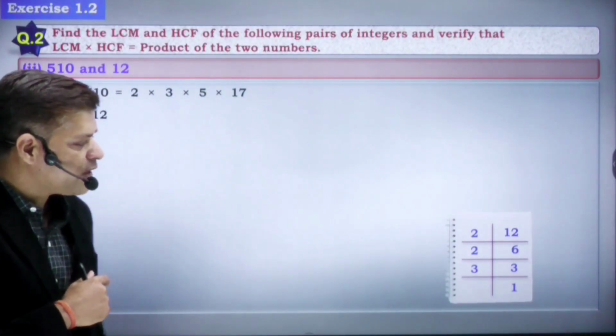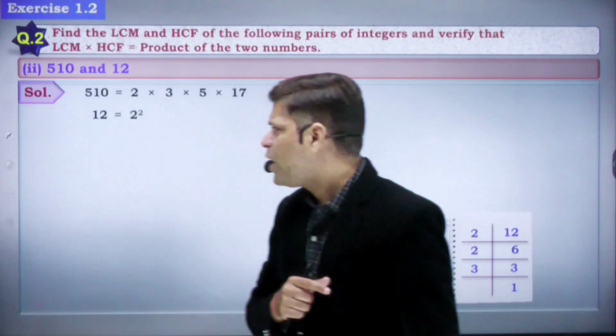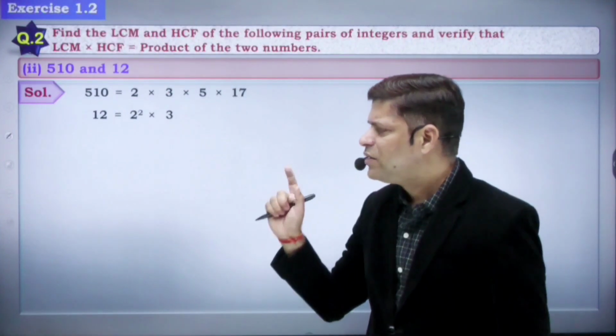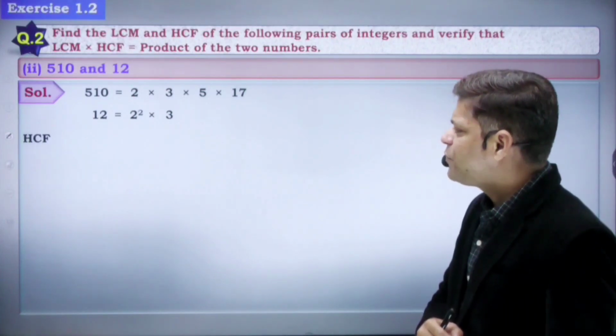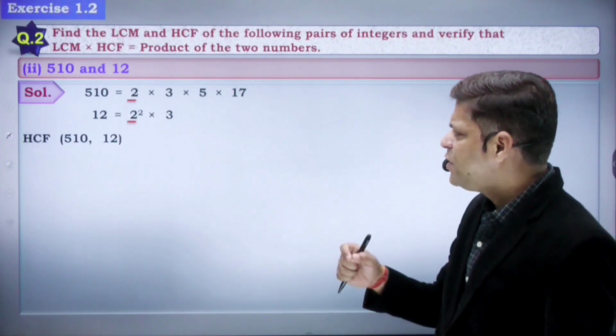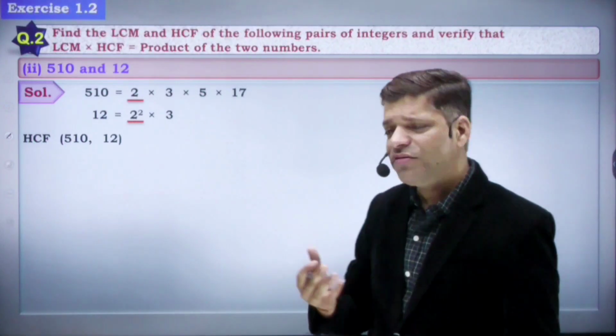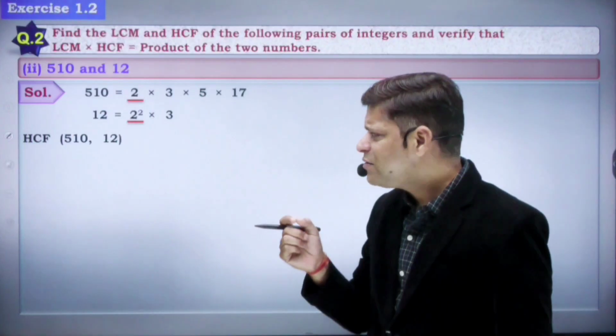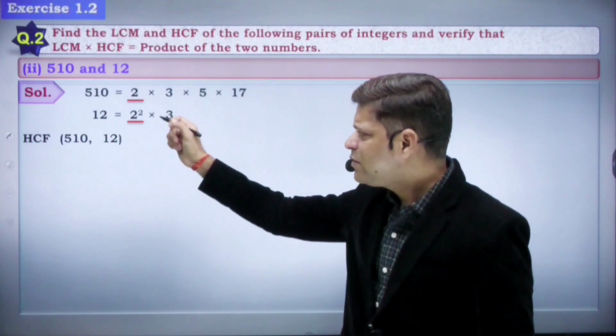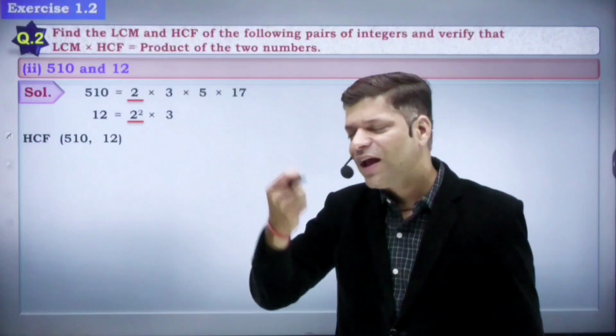So the prime factorization of 12 is 2 squared into 3. This is the prime factorization of 12. Now we have to find the HCF of 510 and 12. Then we can see, what is the HCF? Highest common factor is what? That is the common prime factors with least exponent.